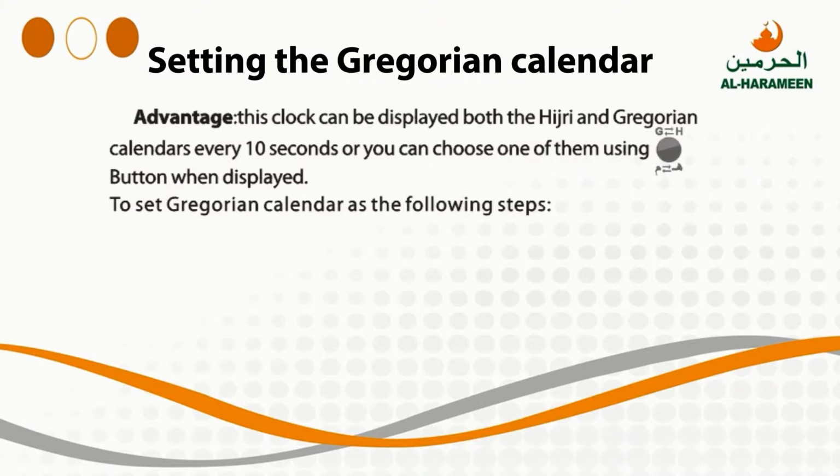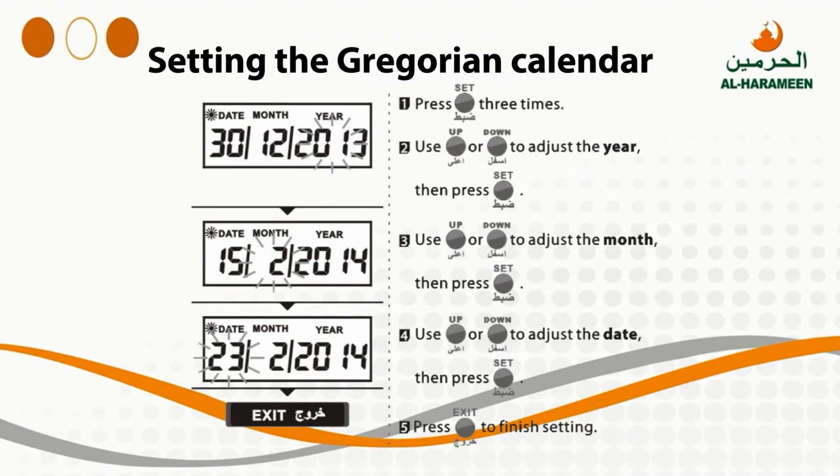To set Gregorian calendar as the following steps. 1. Press set 3 times. 2. Use up or down to adjust the year, then press set. 3. Use up or down to adjust the month, then press set. 4. Use up or down to adjust the date, then press set. 5. Press exit to finish setting.